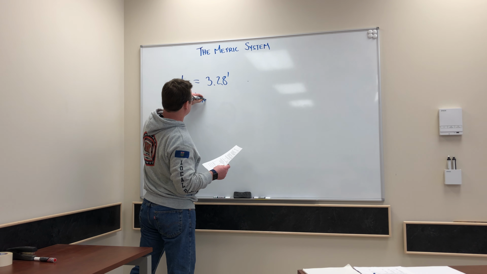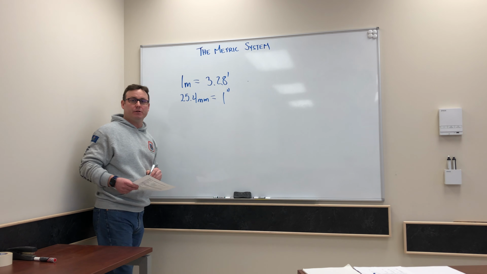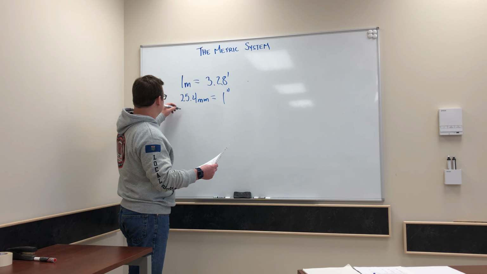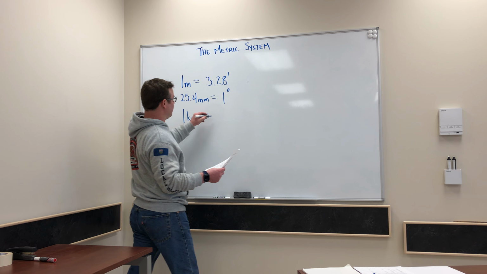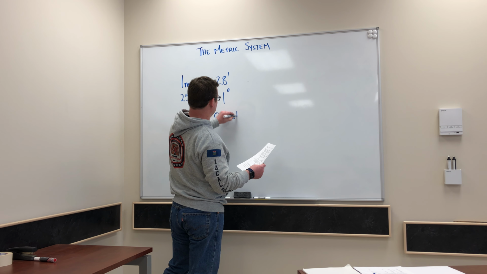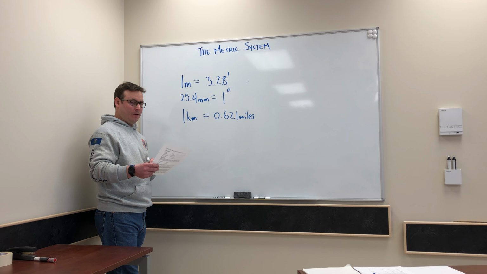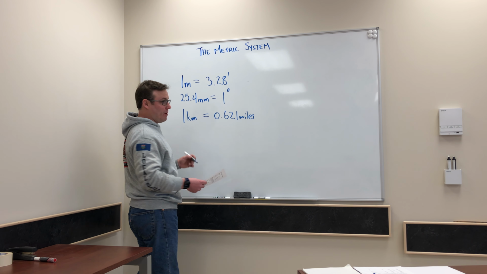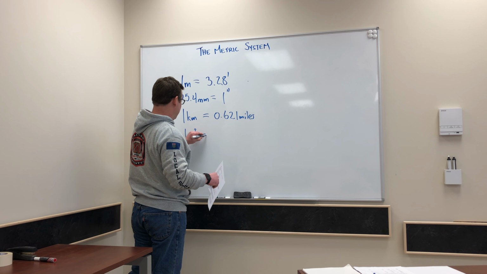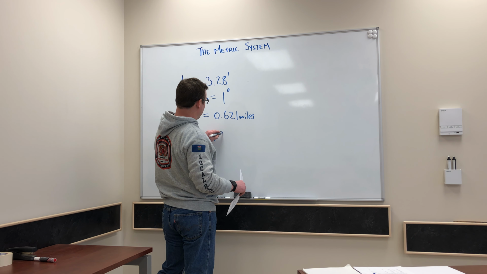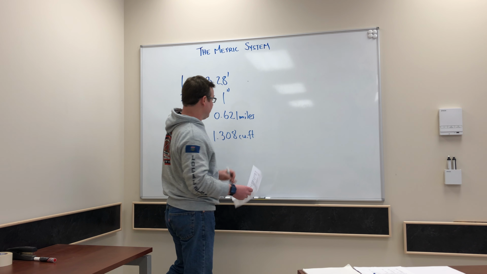25.4 millimeters is equal to 1 inch. 1 kilometer is equal to 0.621 miles. And lastly here, one for construction, cubic meters. 1 cubic meter is equal to 1.308 cubic feet.